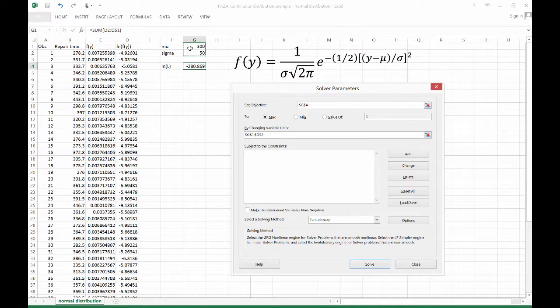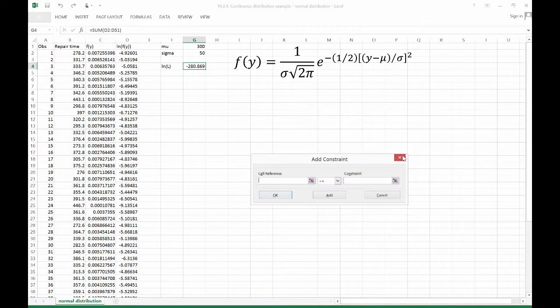Let's try to narrow down the amount of work that the Excel solver has to do with this evolutionary algorithm. So let's realistically add some bounds. Let's add a lower bound for mu. Let's say that the lower bound is not going to get any smaller than 200. I mean, the mean of these observations is not going to be any smaller than 200 for sure. In fact, it's probably not going to be any smaller than 250, but let's just leave it at 200.